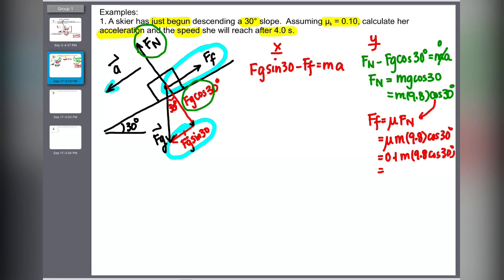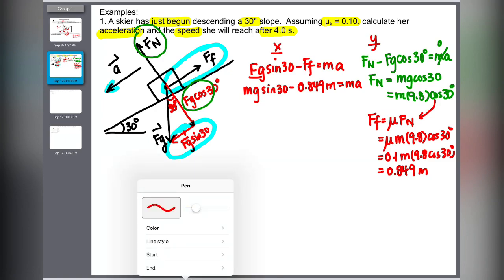If you want to multiply it out, you're welcome to do that. Why don't we just do that? 0.1 times 9.8 times cos of 30. So all this worked out to be 0.849 m. That's what Ff is. I don't have m, so I can't cancel them. It's still there. Now going back to the x equation, because now I have Ff, I'm going to start subbing this in. And I know that Fg is mg sine of 30 minus Ff. I'm going to sub in the 0.849 m equals ma.